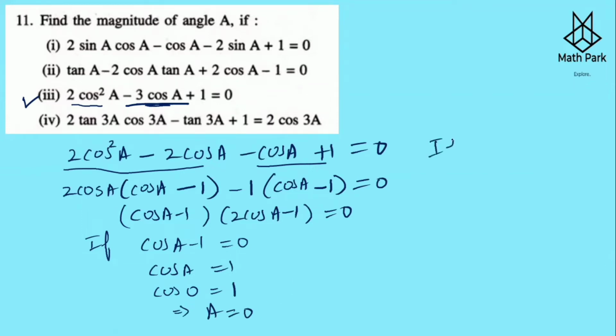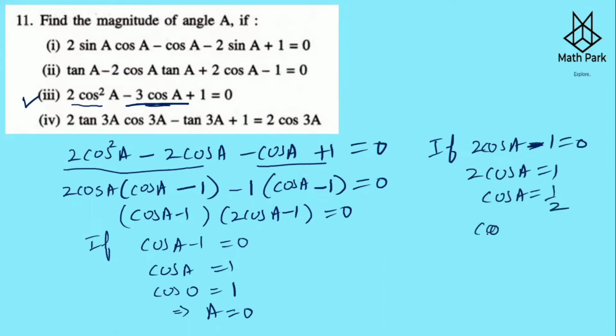Then if we take 2 cos A minus 1 is equal to 0, we get 2 cos A is equal to 1. Shifting this 2 here, we get cos A is equal to 1 by 2. We know that cos 60 is equal to 1 by 2. Compare these two equations, we get A is equal to 60 degree. So for this case, we got two values, A is equal to 0 or A is equal to 60.